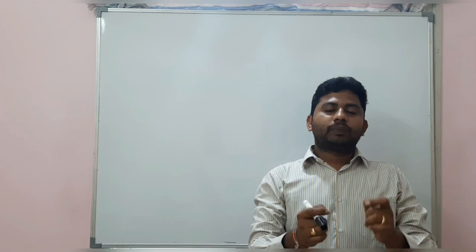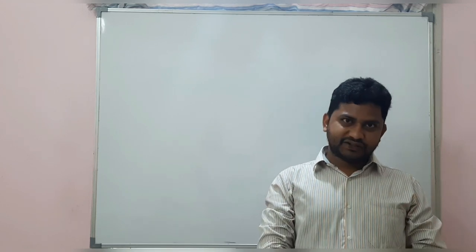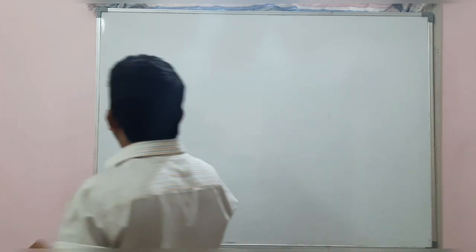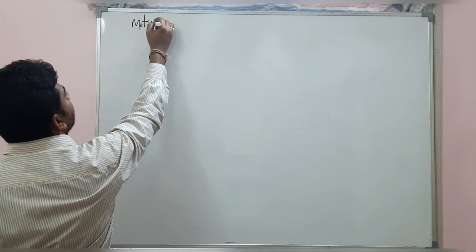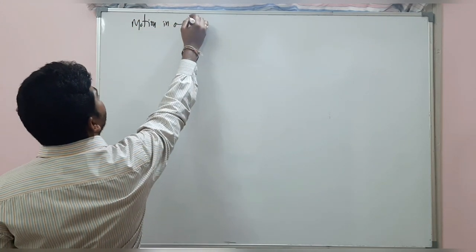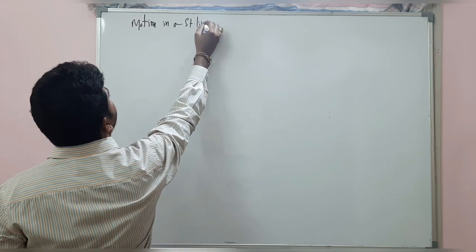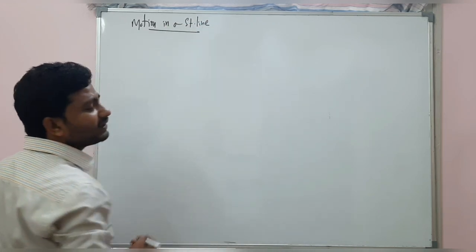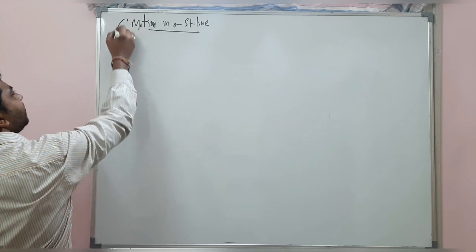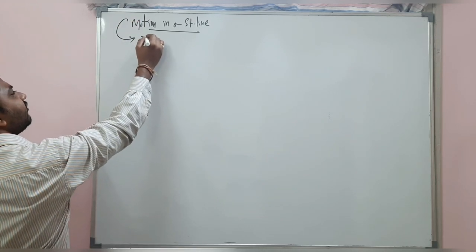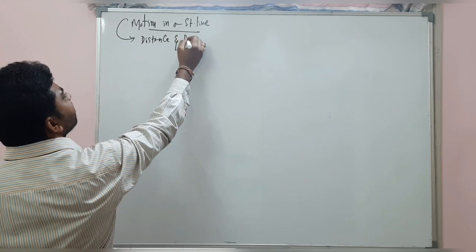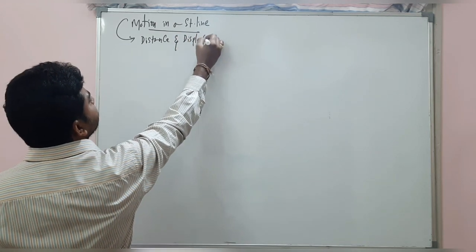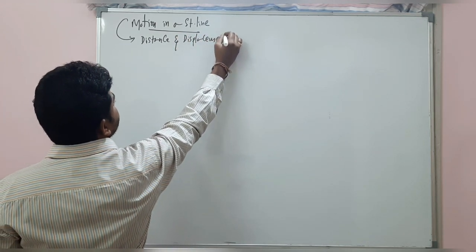Last session we had finished the topic called distance and displacement. We have started a chapter called motion in a straight line. Clear? It is also called motion in one dimension. In the last session we had finished the distance and displacement topic. Done.